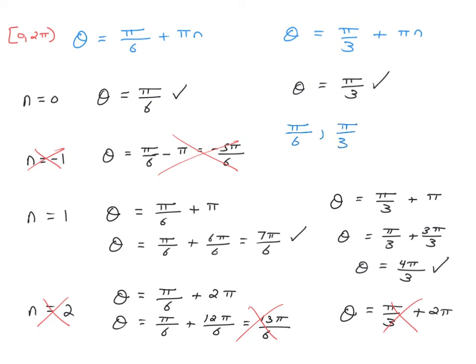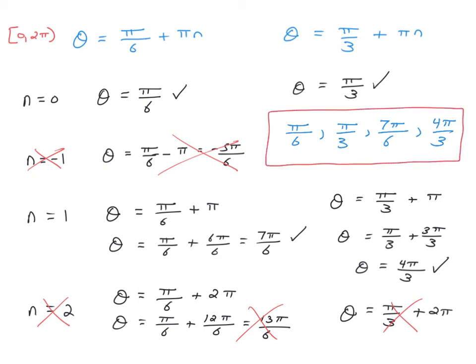Pi over 3, that was okay. So was 7 pi over 6, as well as 4 pi over 3. So instead of having infinitely many solutions, we had 4. So there's definitely some extra work to be done in a question where you're given an interval. You have to check to see, well, what values of n am I allowed to put into these equations? Figure them all out, and then get all of your solutions from that.